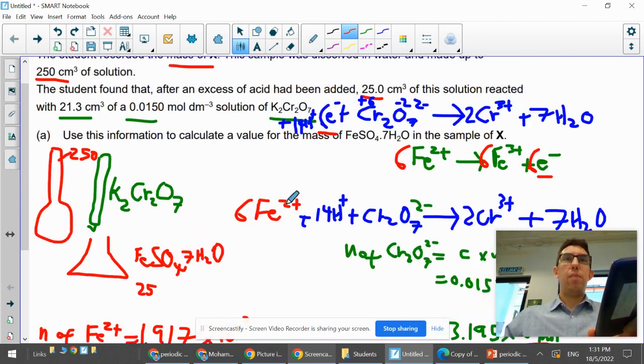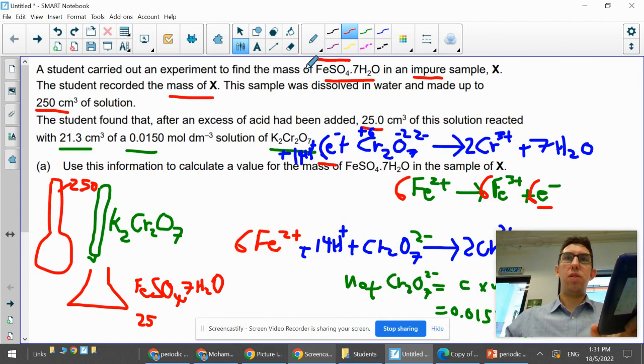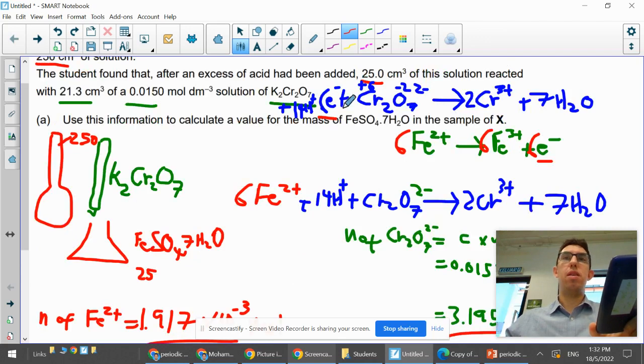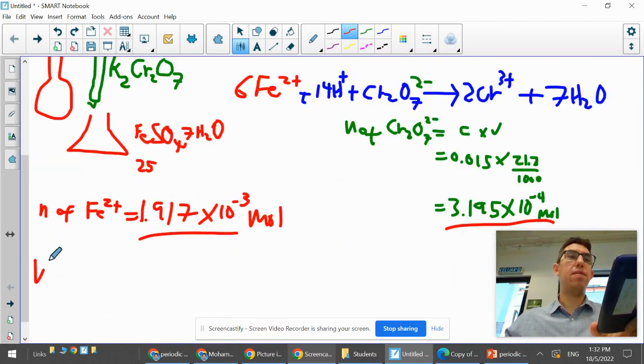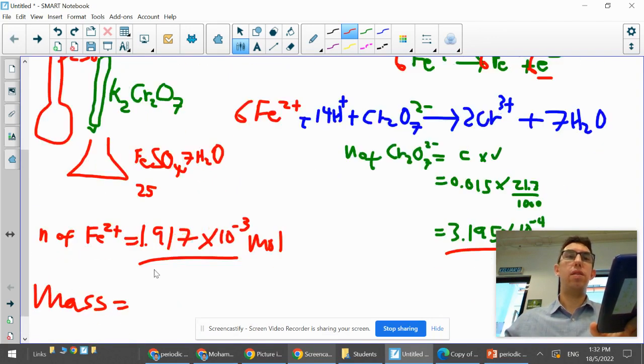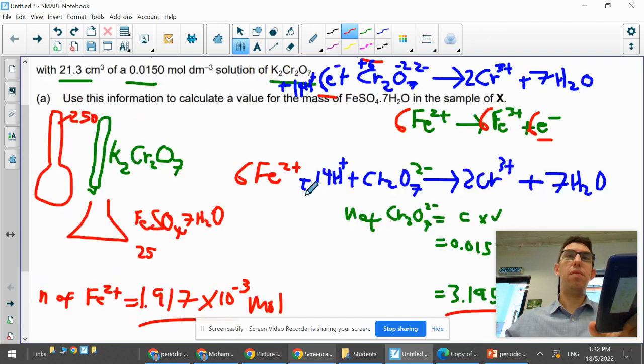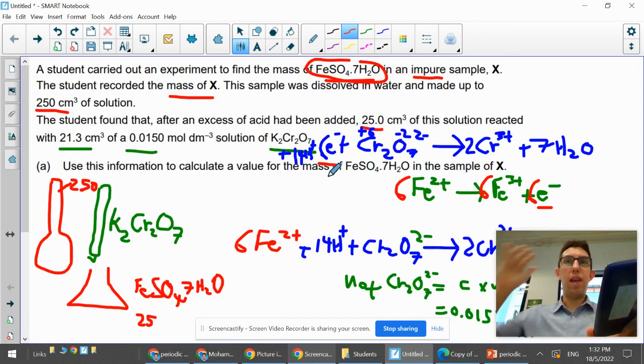Now, we need to work out the mass of the whole substance. Well, how many iron 2+ are in hydrated iron sulfate? 1. So therefore that value there is also the value for the moles of the hydrated iron sulfate. So to work out the mass, I just need to take that value there. Mass equals Mr times moles. This is the mass of the whole thing. So I know the moles, I just need the Mr. So let's work out the Mr.